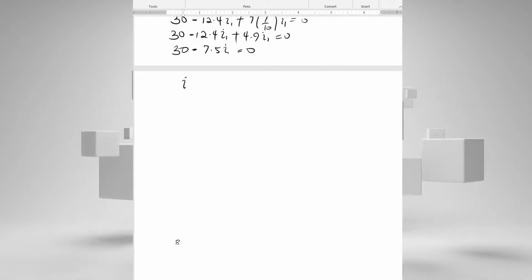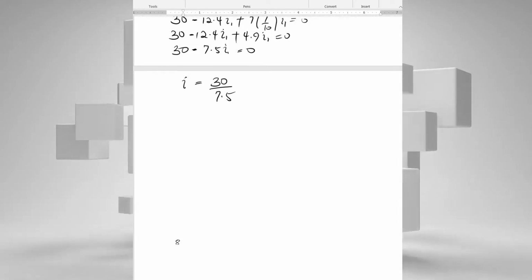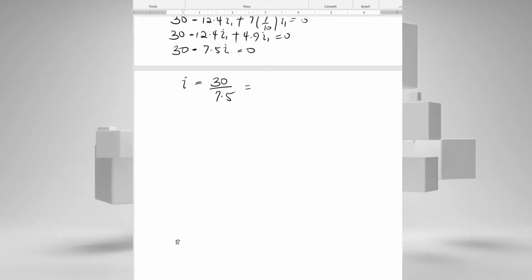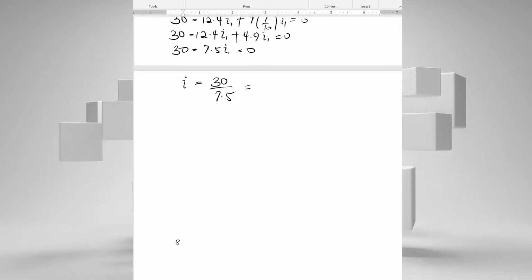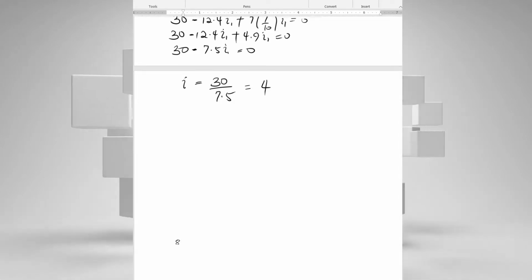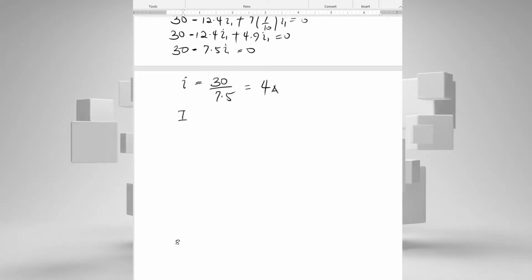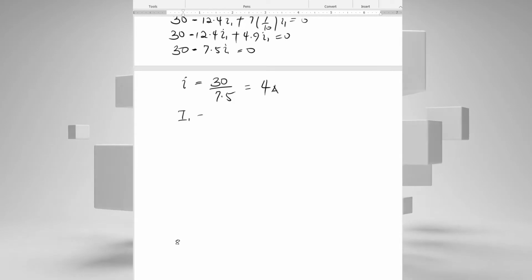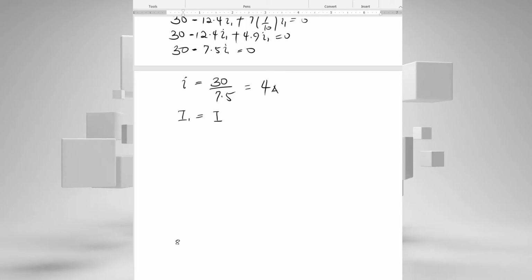So therefore, I1 would be equal to 30 over 7.5. I think that should give us 4. So I1 is equal to 4 amps. Therefore, I1 is equal to I, which is equal to 4 amps.